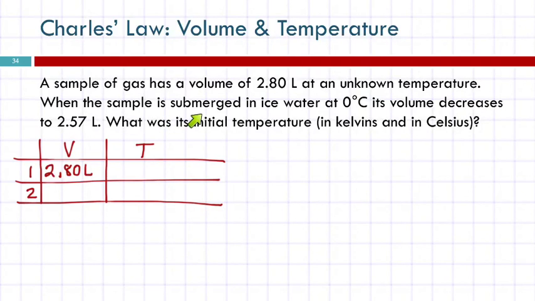And then it says that we submerge it in ice water at 0 degrees. So the second set of conditions where it's submerged in the ice water, the temperature is 0. And the volume shrinks a little to 2.57 liters. So we're looking for T1. Can we use 0 degrees Celsius? No, we have to convert this to Kelvin. So to convert to Kelvin, we add 273. And so this is going to be 273. Kelvin is the temperature.